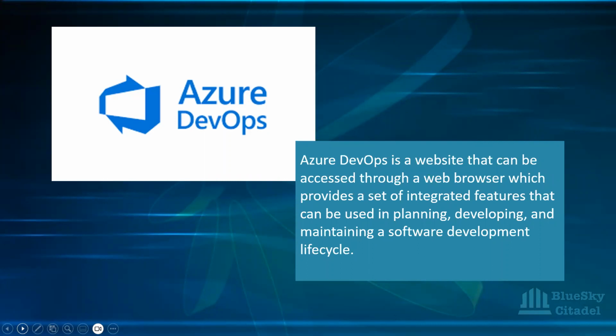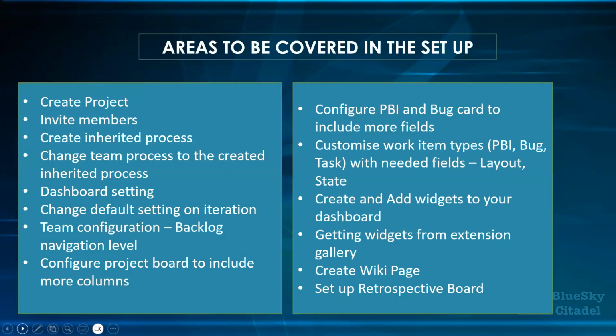So when you join an organization, as you have now joined Blue Sky Citadel, you are added as a user to the organization's Azure board, with your own registered email address. And then when this is done, you will receive a link that would help you to be able to join the board.